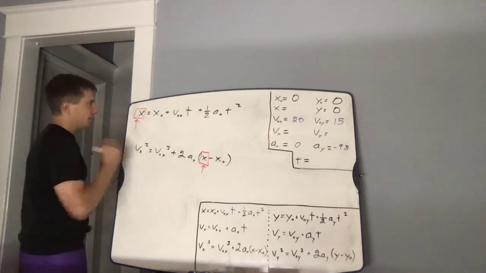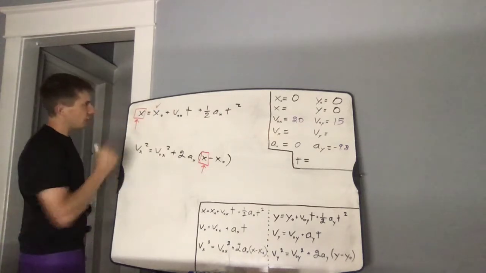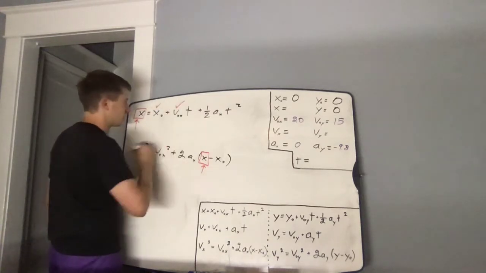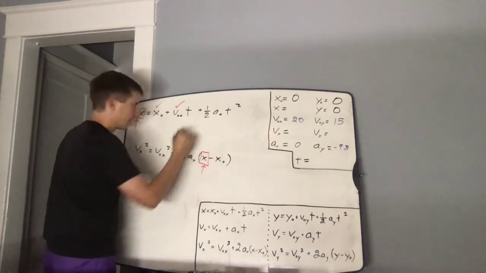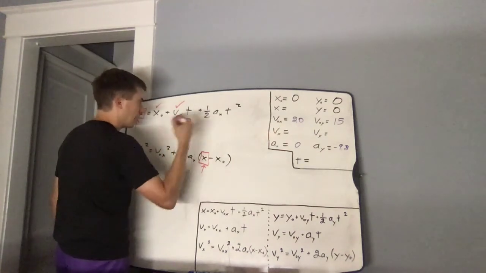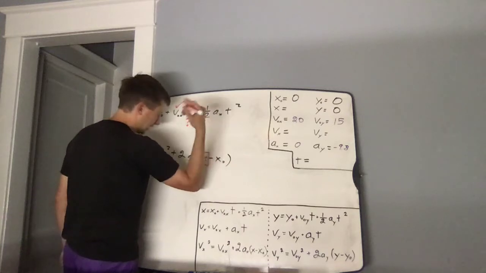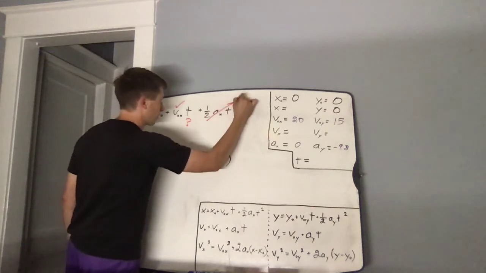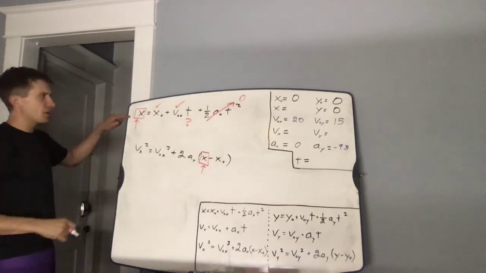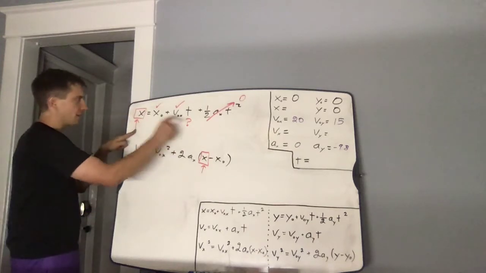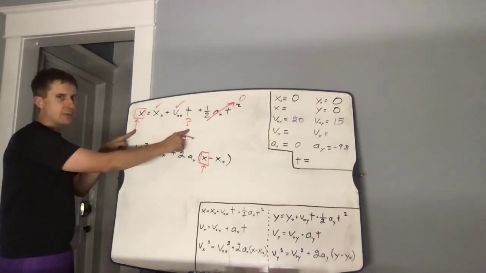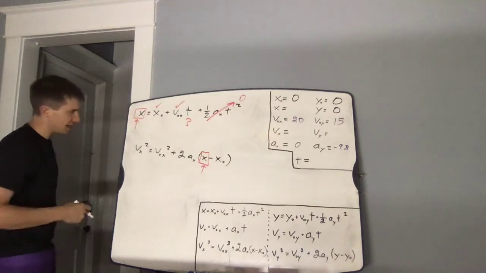Do I know x initial? Why, yes, I do. Do I know v initial x? Yes, I do. I do not know time. I know acceleration in the x direction is 0, so that'll get rid of this entire term. So this equation has two unknowns. I don't know x final and I don't know time. Let's see what happens in the next equation.